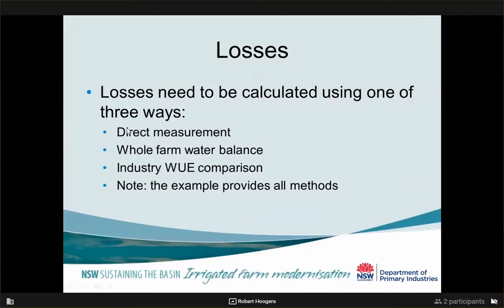So you have direct measurements of inefficiencies within your system, whether that be channel losses, storage losses, or field losses. They're obviously the best measurements, but we don't always have those. Whole farm water balance is good for identifying the loss across the whole farm. Probably the easiest way is to do a water use efficiency comparison with industry. So if you do your water use efficiency of your crops that are growing and there's a shortfall, that identifies the holistic losses. You can then nut down to direct measurements or part of your whole farm balance to find out where those losses are occurring.